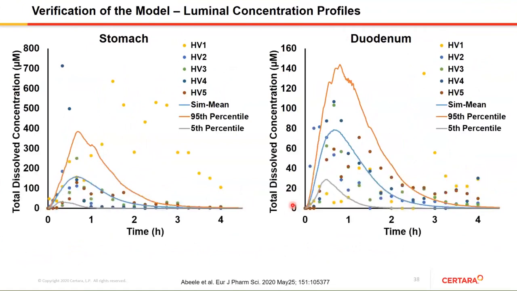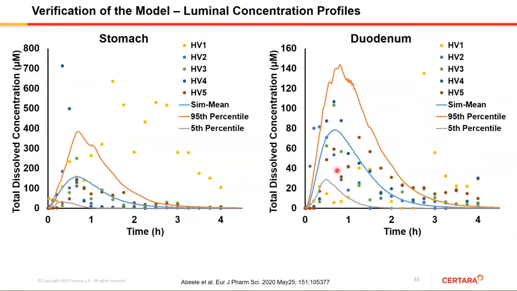And this is some of the luminal concentration data, which was determined in Patrick Augustijns' lab. So they gave this 100 milligram tablet. And you can see that in the model, we are able to capture the variability which is observed in the stomach. There is just one individual who showed a really bizarre profile, but most of the variability of what we were simulating is being captured.